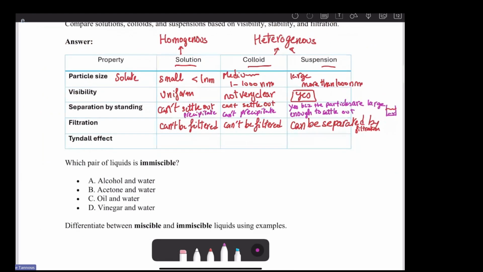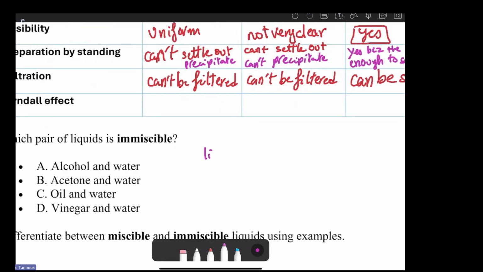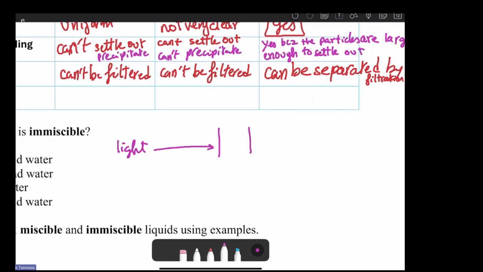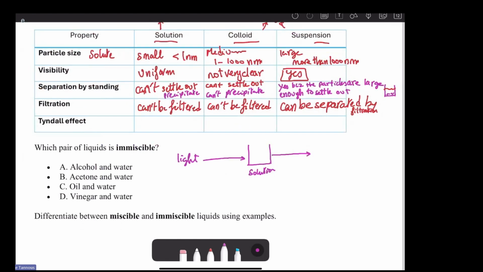Okay, now the last one, the Tyndall effect. And I showed it to you in class. So if you refer back to the photos that we took in class, the Tyndall effect is a beam of light that you direct toward a mixture. Now, if the mixture is a solution, you can see the light passing without any modification, as if there is nothing in front of that light. So, it doesn't show any Tyndall effect.